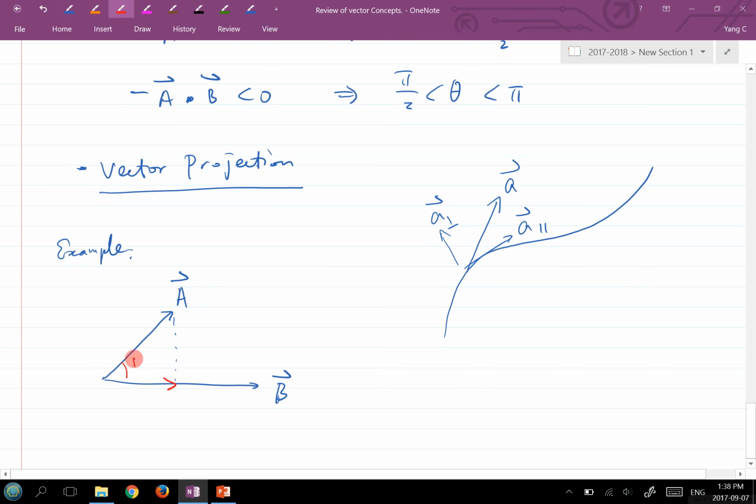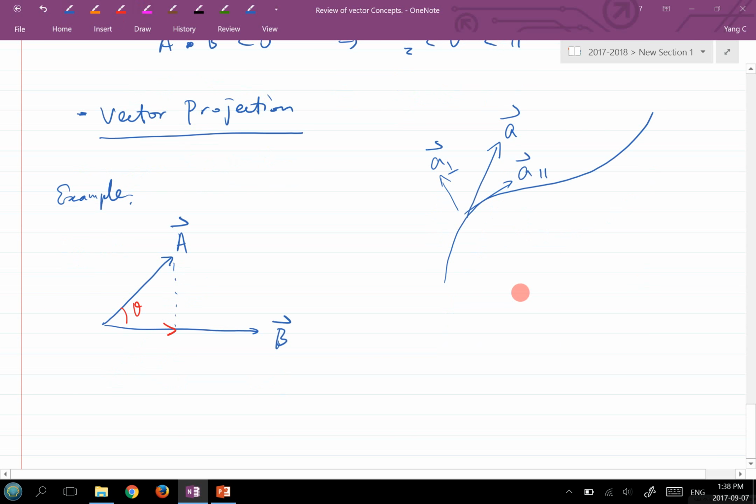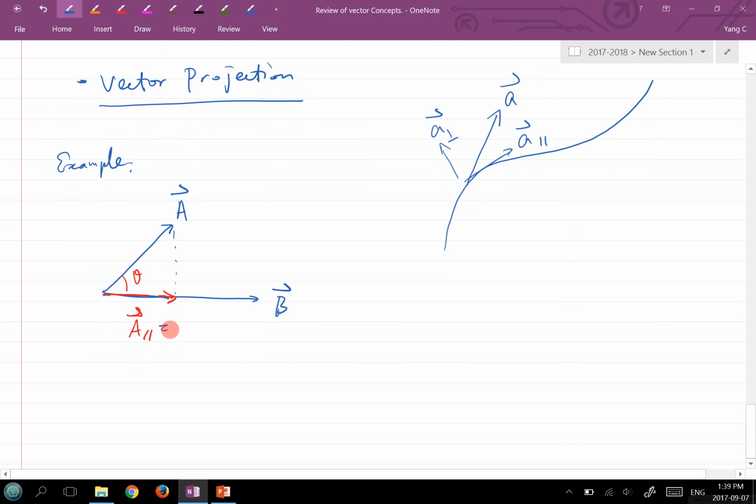Maybe the two vectors have an angle theta in between. If I do the projection, I get a new vector here, from here to here. I'll call this vector A parallel. So the idea is, what will this A parallel be? How do we calculate it? What will be the formula for calculating this A parallel?